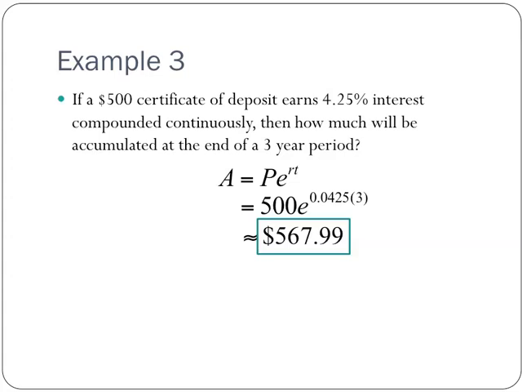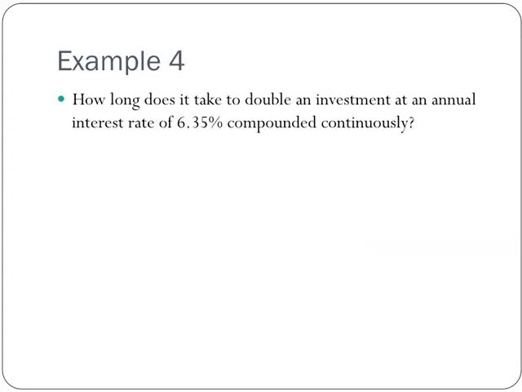Okay, example 4. How long does it take to double an investment at an annual interest rate of 6.35% compounded continuously? Here's the formula. And now, you're actually not told what the initial amount is. What you want to know is how long is it going to take to double? So if you start off with some amount P, for that investment to double, you'll have 2 times P. So we'll replace A with 2P, and then we'll plug in the rate. Now it seems that we still have 2 variables here, but because there's a P on either side, we can cancel that out.